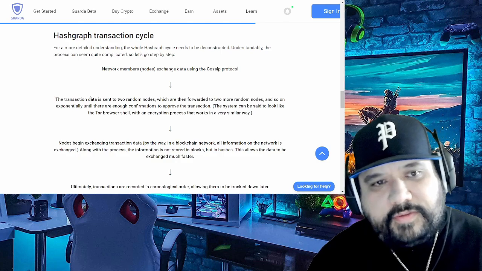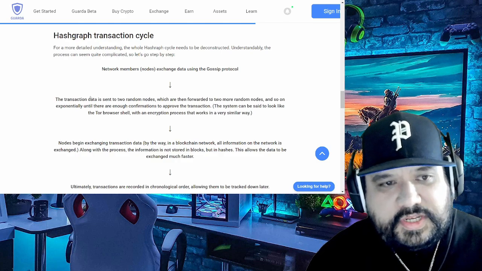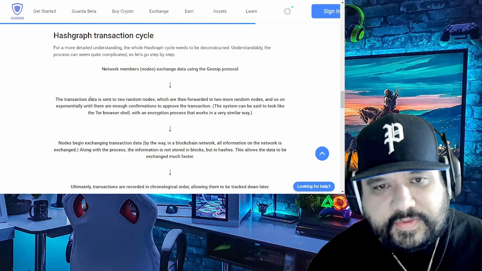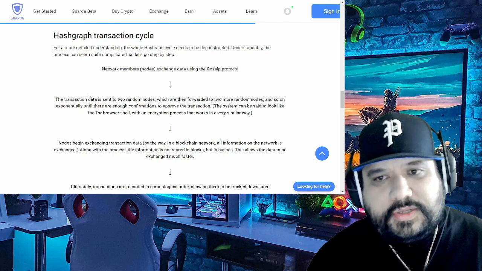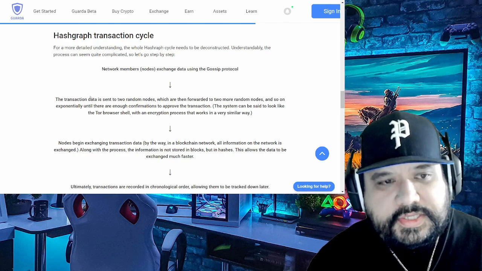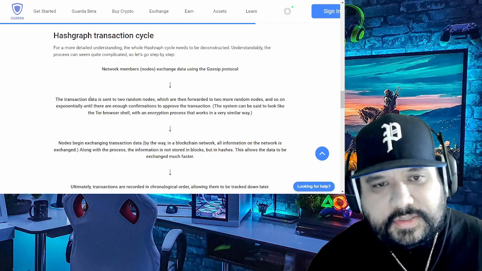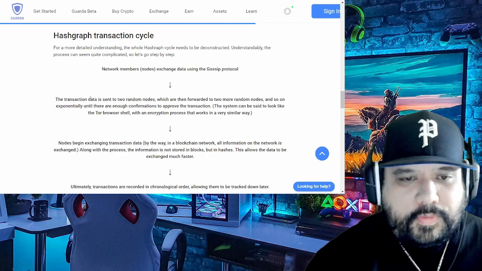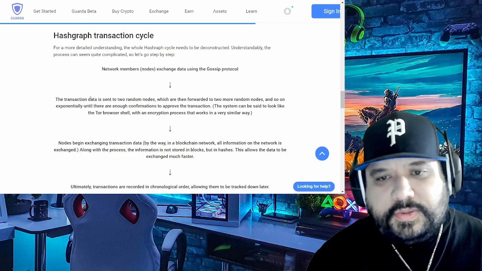So it says Hashgraph transaction cycle. For a more detailed understanding, the whole Hashgraph cycle needs to be deconstructed. Understandably, the process can seem quite complicated, so let's go step by step. Network members, nodes, exchange data using the Gossip protocol.